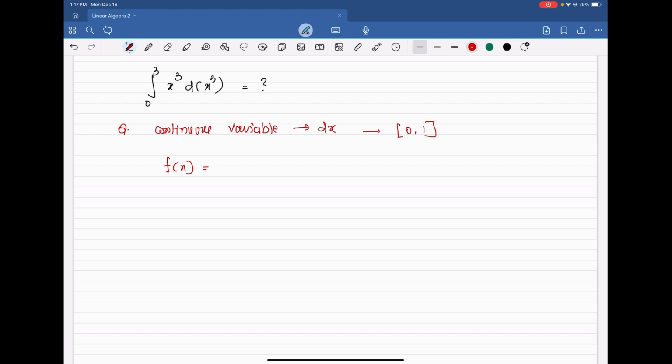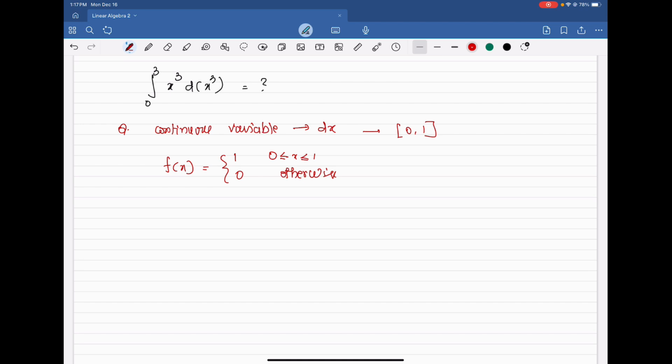It is 1 for 0 less than or equal to x less than or equal to 1, and the value of the function f(x) is equal to 0 otherwise. The function is given, the interval is given, and the variable is a continuous variable.